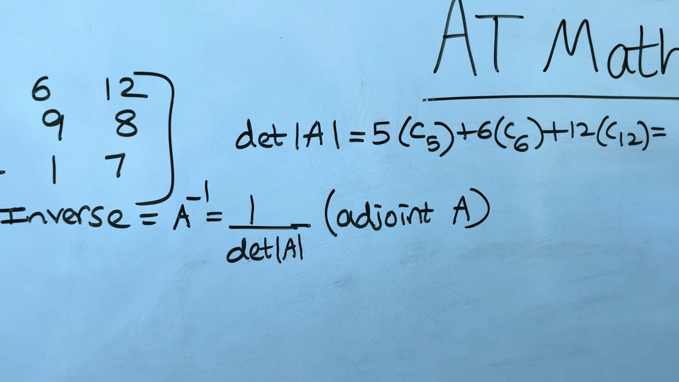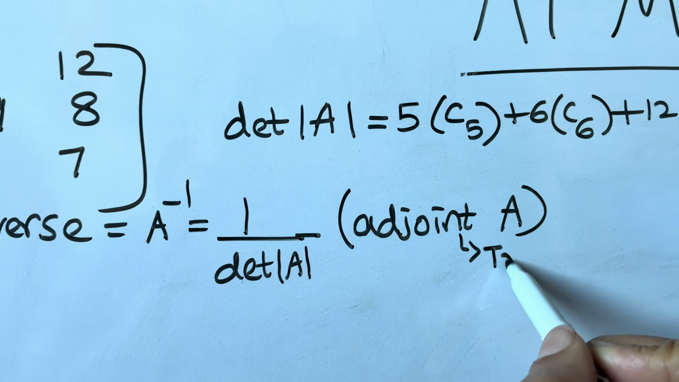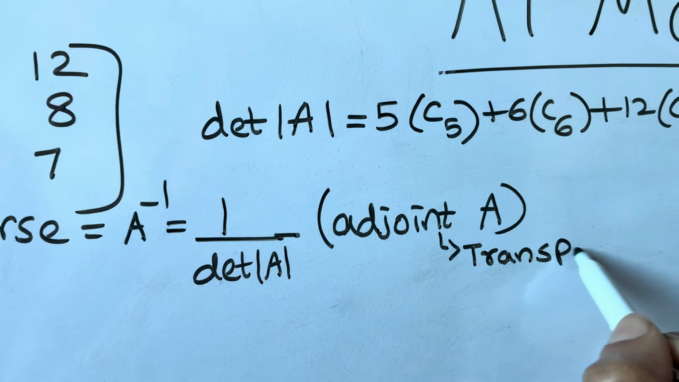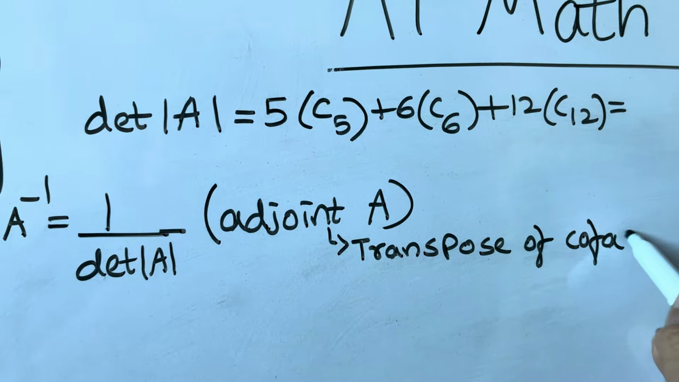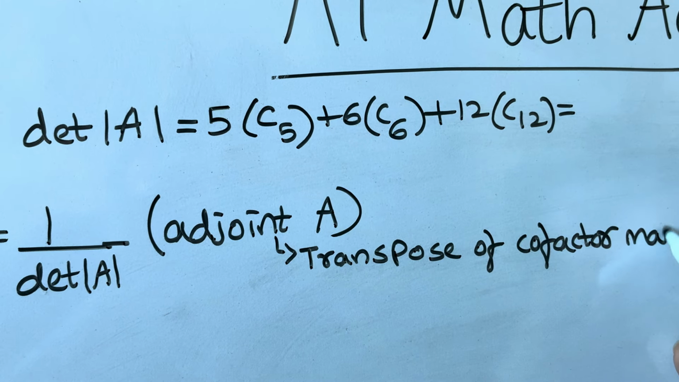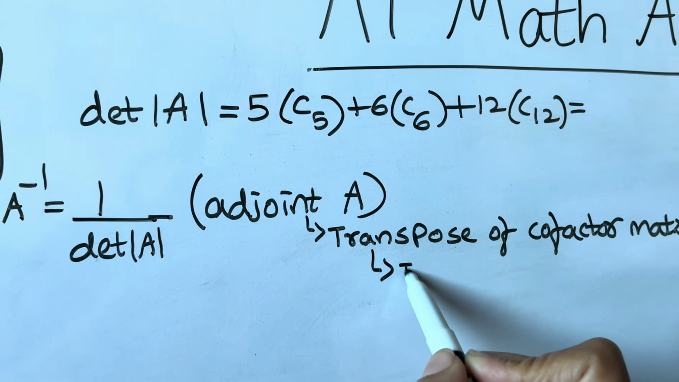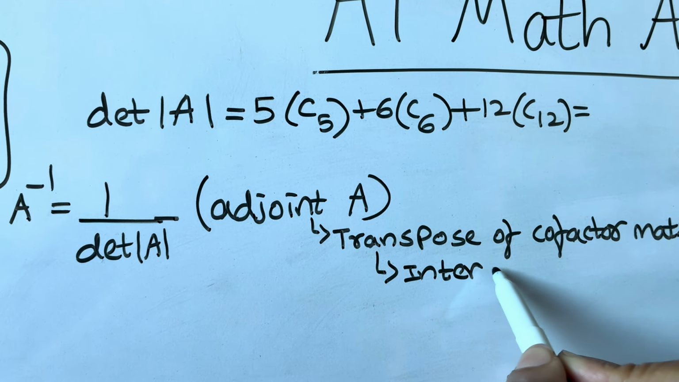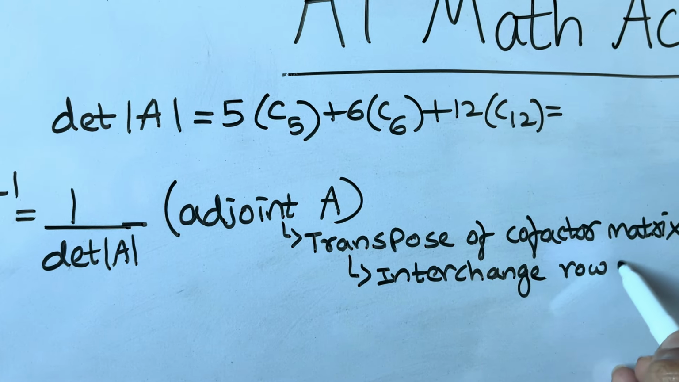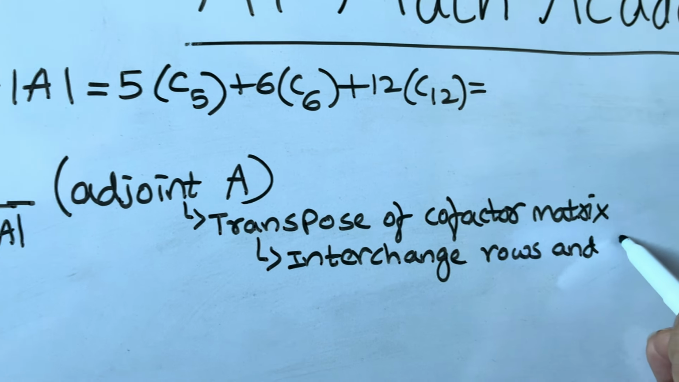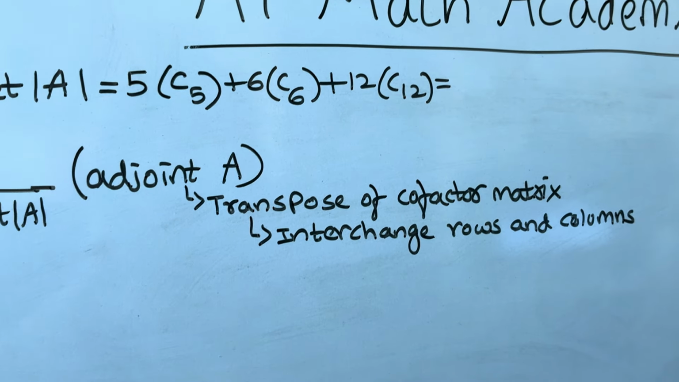And for finding the adjoint of a matrix, the adjoint is nothing but the transpose of the cofactor matrix. Transpose means interchanging the rows and columns of the cofactor matrix, which means the elements in the rows are written in the columns and the elements in the columns are written in the rows.